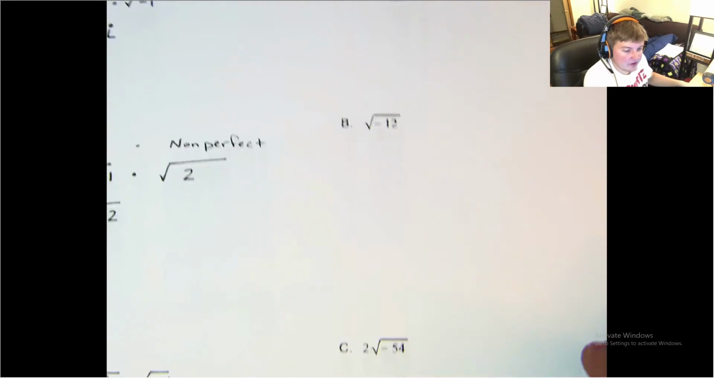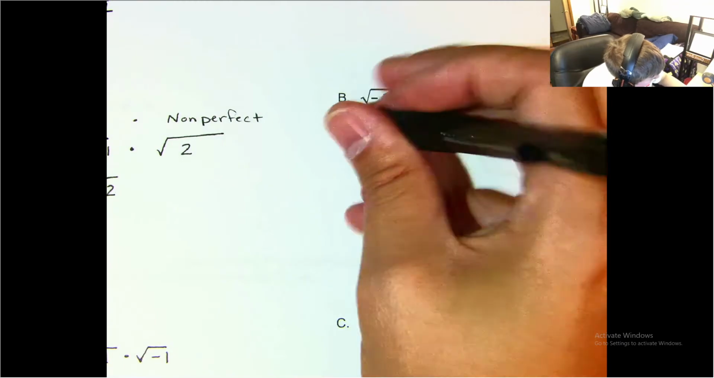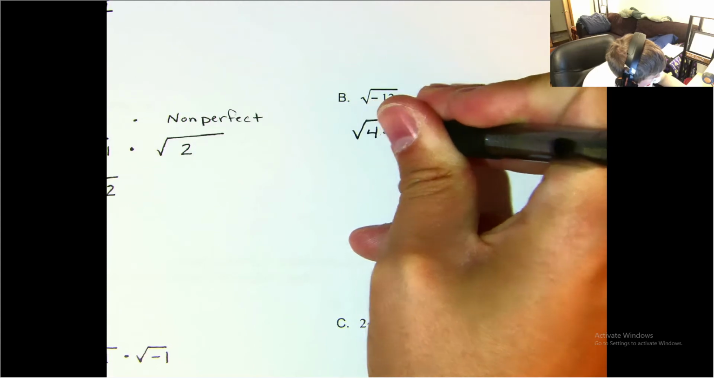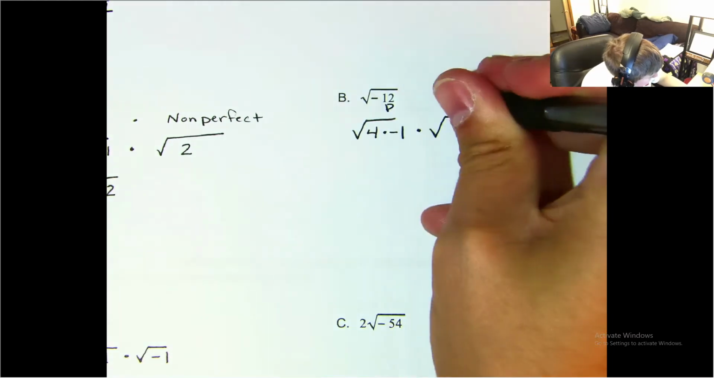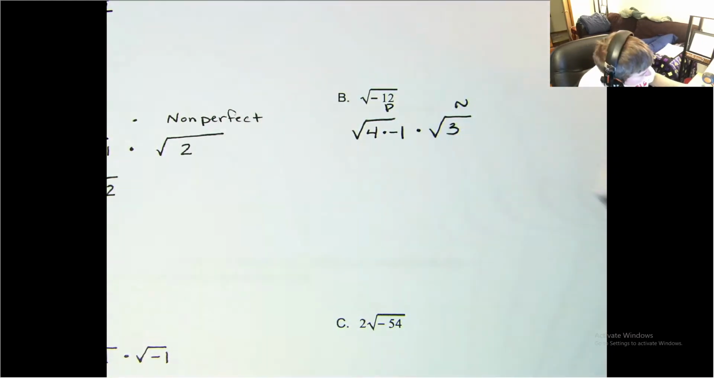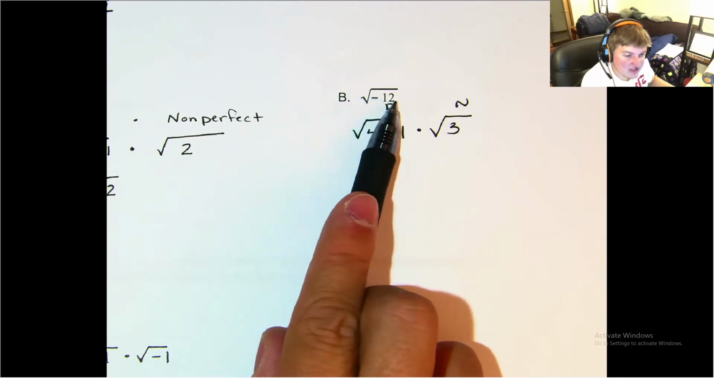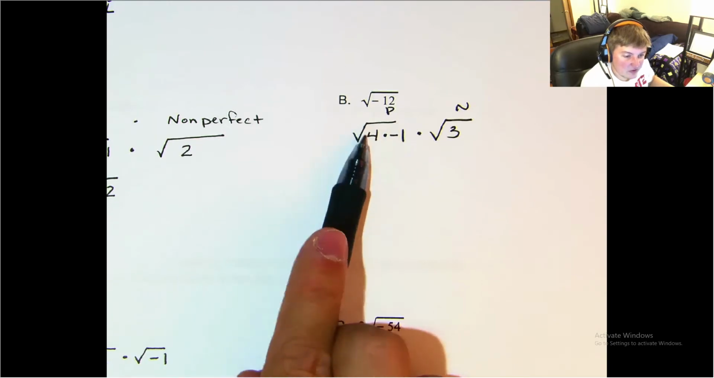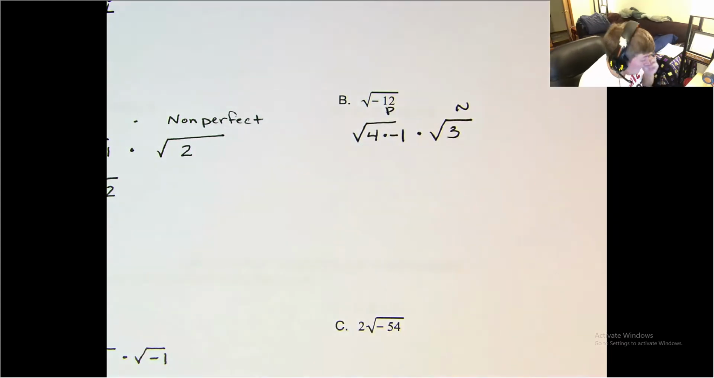Okay, in B, you're looking for, this is a non-perfect square. So you're looking to split this up into perfect squares, which would be 4 and negative 1, times non-perfect squares, which would end up being 3. Where do these numbers come from? 4 times negative 1 is negative 4. Negative 4 times 3 is negative 12. So I'm just decomposing negative 12 into 4 times negative 1 times 3. And I'm choosing specifically this because this is the largest perfect square that divides into 12.